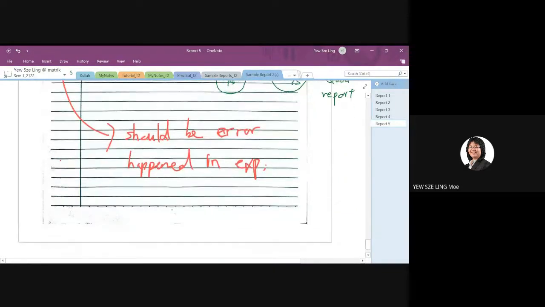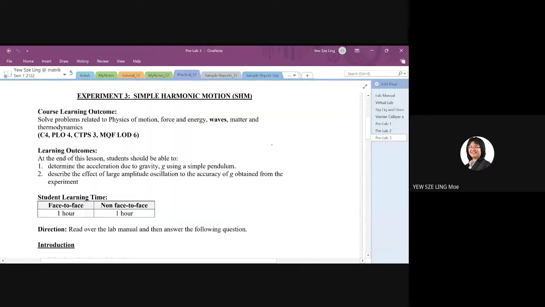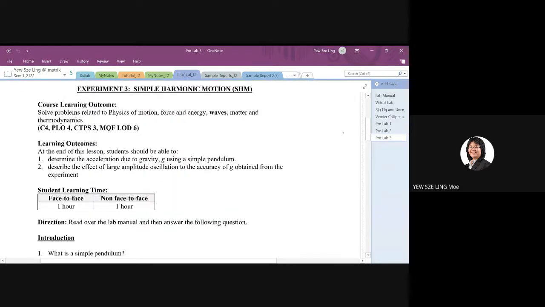So at T2 sudah dapat balik semua. So now you guys can jot down where the mistake is. So let's take a 5-minute break. Then we are going to go through experiment 3, simple harmonic motions.